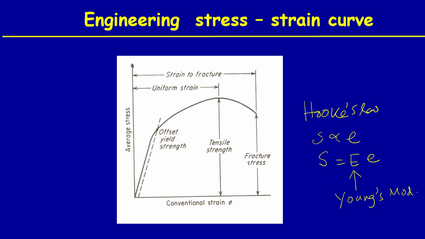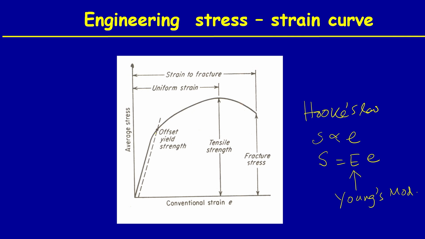a certain level of stress, material will start permanently deforming. That is what is called yield stress. Yield stress is what? The stress at which materials start permanently deforming. That means, if you remove the stress at or above this value of stress, material will never come back to its original shape and size.